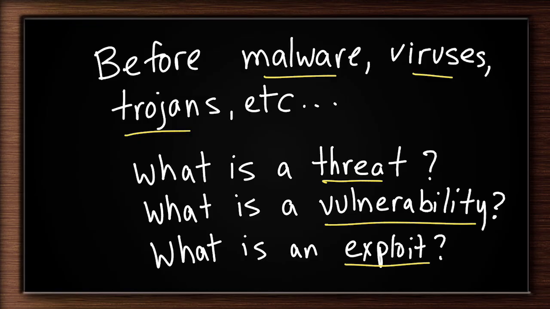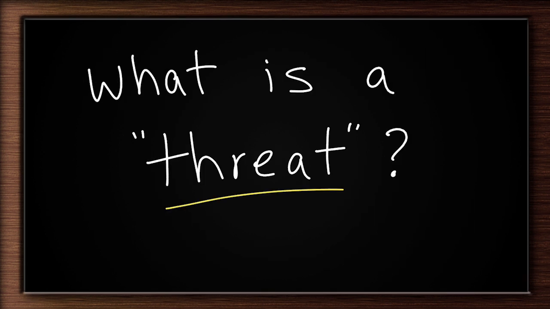Before we go over malware, viruses, Trojans, rootkits, and many other malicious software, let's actually define what are threats, what are vulnerabilities, and what are exploits, and try to understand how the whole life cycle of malware and exploitation takes place. So the first thing that I want to define is what is a threat. A threat is actually any potential danger to an asset.